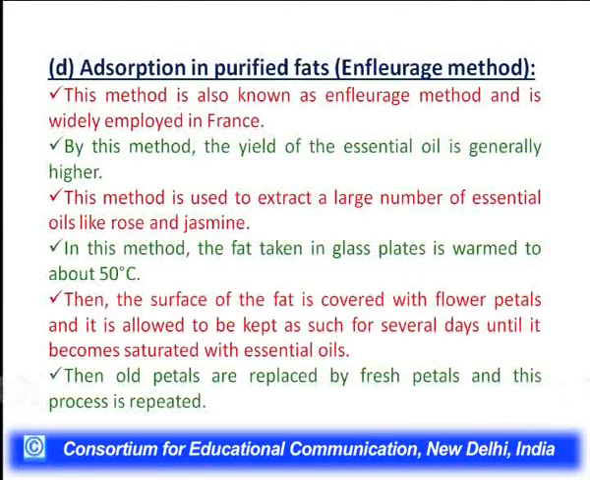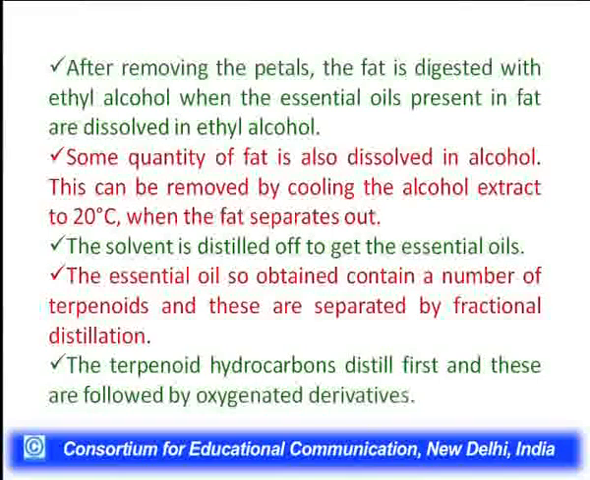In this method, the fat taken on a glass plate is warmed to about 50 degrees centigrade. Then the surface of the fat is covered with the flower petals from which we have to extract the essential oil, and it is allowed to be kept as such for several days until the fat becomes fully saturated with the essential oils. Then the old petals are replaced by fresh petals, and this process is repeated till we get the maximum yield of the essential oils.